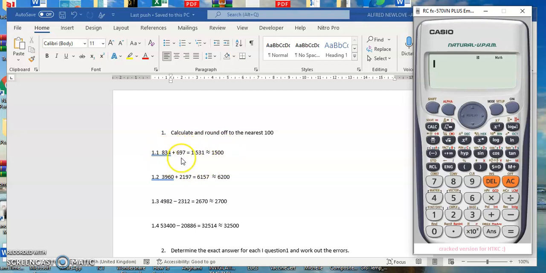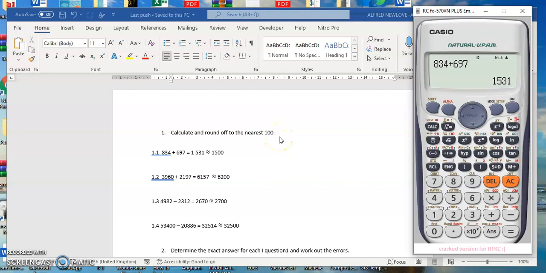Quickly, if I press this on the calculator, I'm going to get this. Let's do it and see. I have 834 plus 697. It gives us 1531. But they want us to round it to the nearest 100.